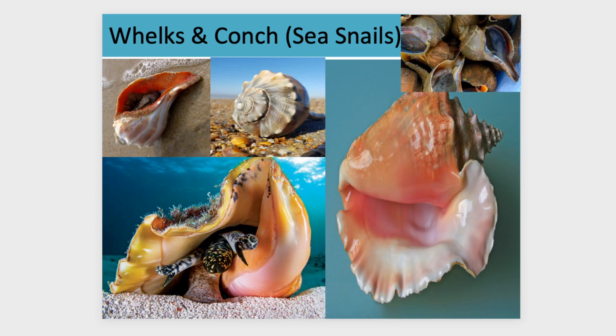Whelks and conches. You might not be able to tell the difference, but whelks are carnivores, and they live in cool water. They have a more elongated shell, and the conches are herbivores, and they're going to be in warmer tropical waters. Their shells are a little bit wider, and they have a flared lip, usually described as a more triangular shape. They're both kind of triangular. But that is the difference between a whelk and a conch.